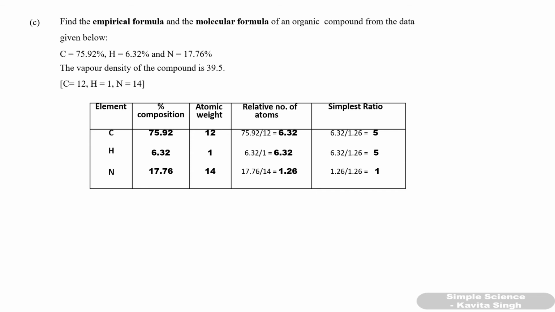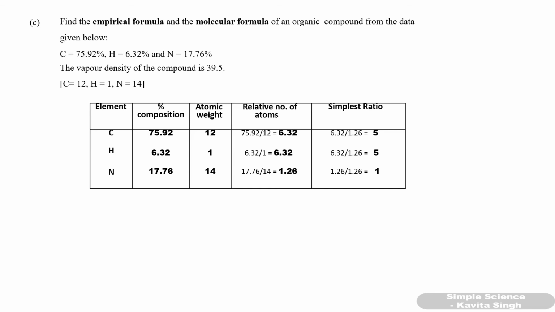Find the empirical formula and the molecular formula of the organic compound from the data given below. The data is given below. Percentage of carbon, hydrogen and nitrogen is given. The percentage composition. Vapor density of the compound is also given. So you can calculate the molecular mass by vapor density from this data. Atomic mass of carbon, hydrogen, nitrogen is given to you. Now what you have to do?